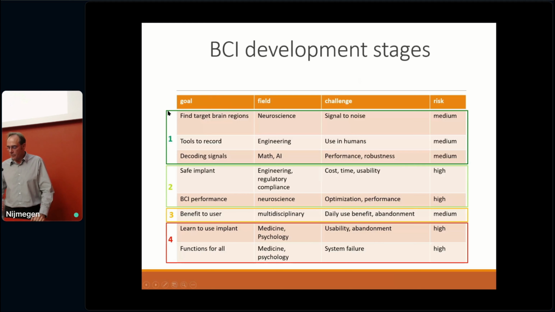So these are the levels or the stages that you go through to bring something that you find in the research lab into the patient's home. Target regions, this is all neuroscience, engineering for the electrodes, math and AI to decode the signals. That's where we are most of the time. And the studies I just showed you, that's where they are.